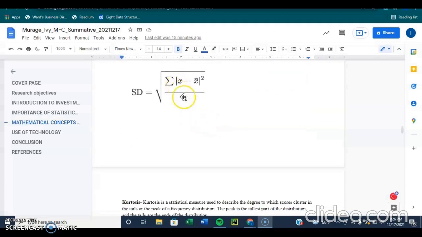So this is the formula that we use to find the standard deviation. The standard deviation is the square root of the variance. Let me say it in a simpler way: the variance is like the square, while the standard deviation is the square root of the variance.